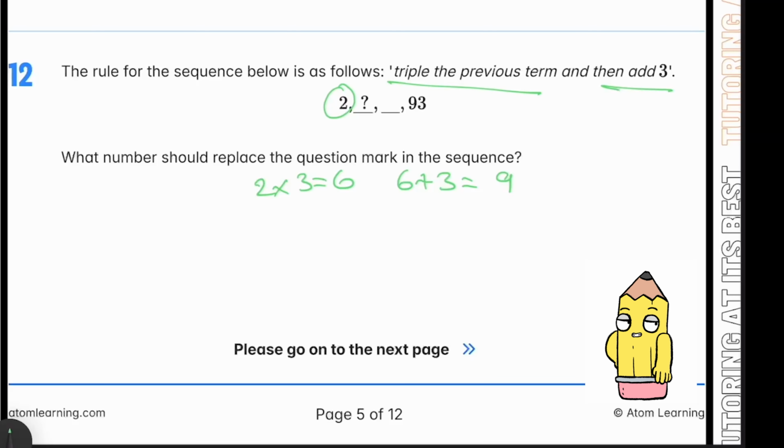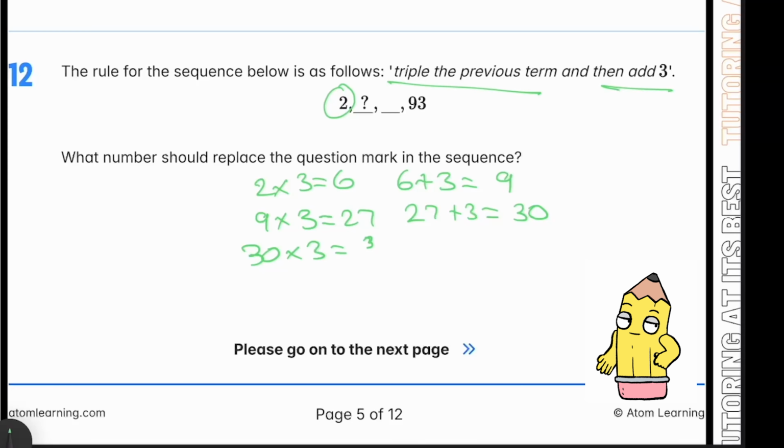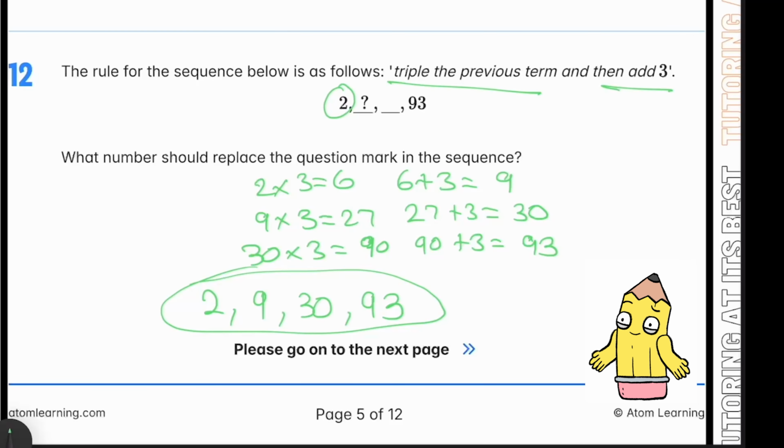So let's check if this works with the third and the fourth term. 9 times 3 is 27, and 27 plus 3 is 30. And then 30 times 3 is 90, and 90 plus 3 is 93. So this works. So now we have a completed sequence: 2, 9, 30, and 93. So the correct answer here is 9.